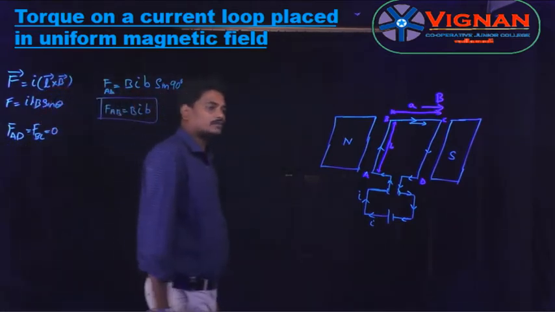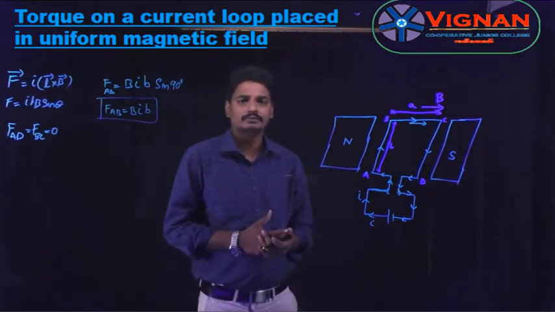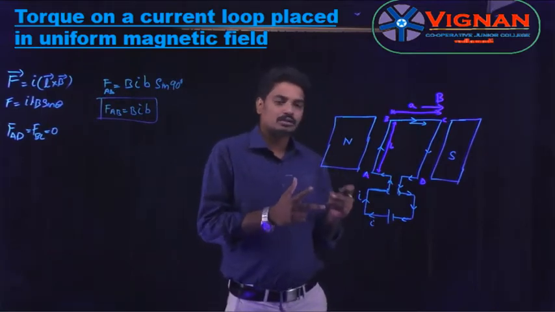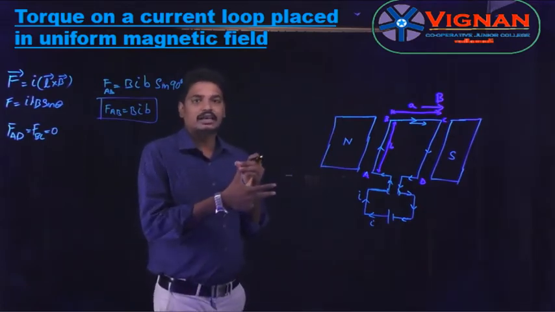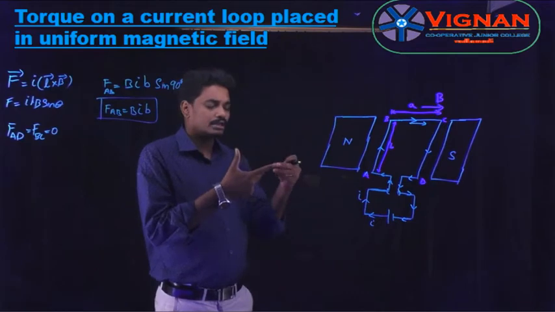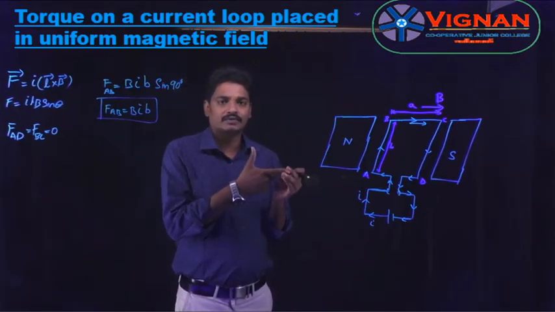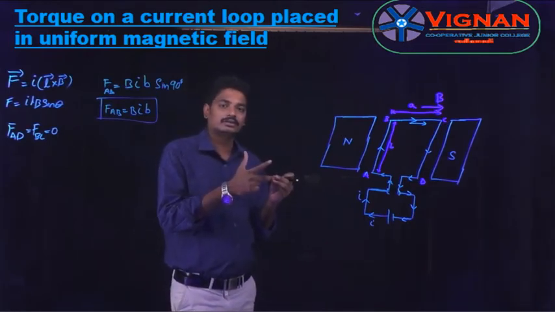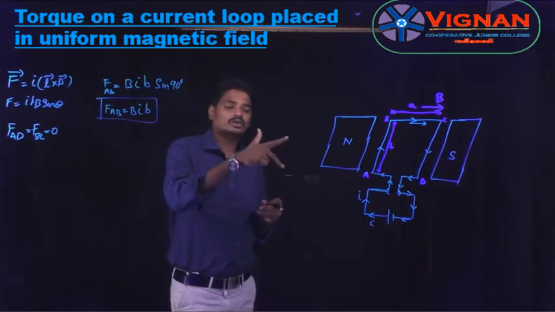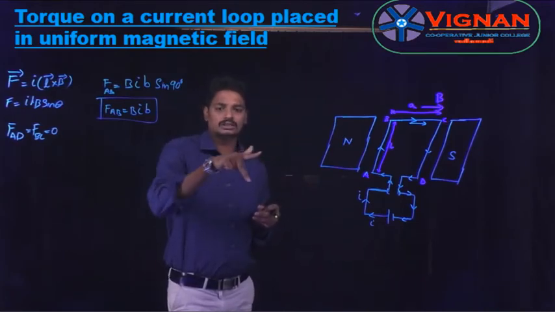The direction of the force can be found by using Fleming's left hand rule. From Fleming's left hand rule, the thumb indicates the direction of the force, the index finger indicates the direction of the magnetic field, and the middle finger indicates the direction of the current. From the left hand, you have to keep all three fingers mutually perpendicular to each other.